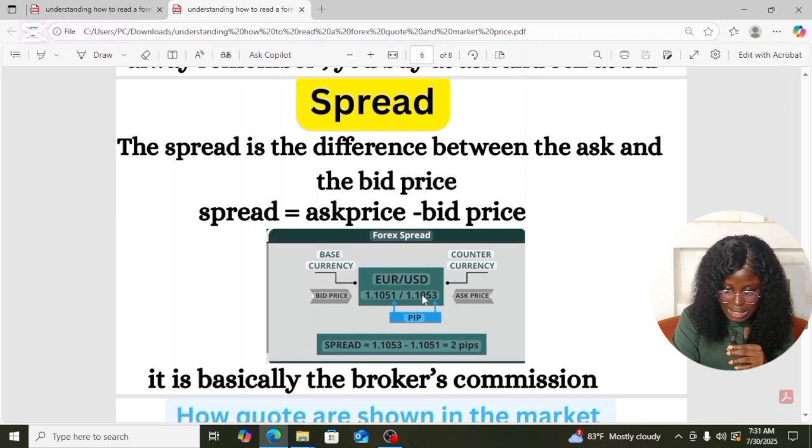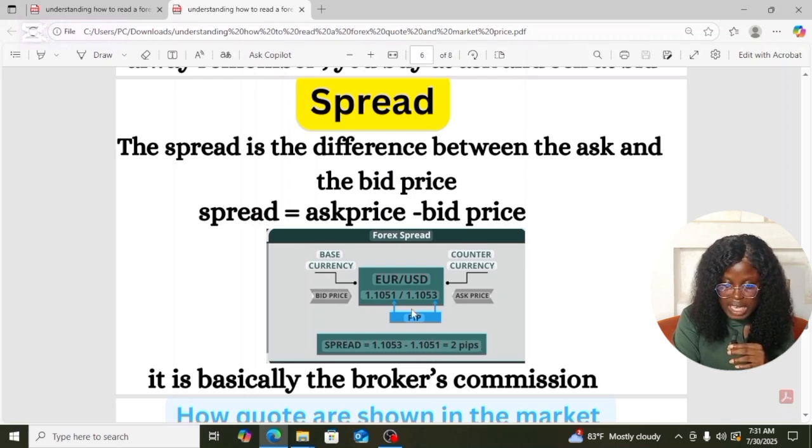Look at this Forex quote. This bid price is 1.1051, and this is the ask price, 1.1053. This is just an illustration. The difference between the ask price and the bid price is known as the spread, and the spread is always in pips. So the difference is 2 pips. When you calculate 1.1053 minus 1.1051, it equals 2 pips.